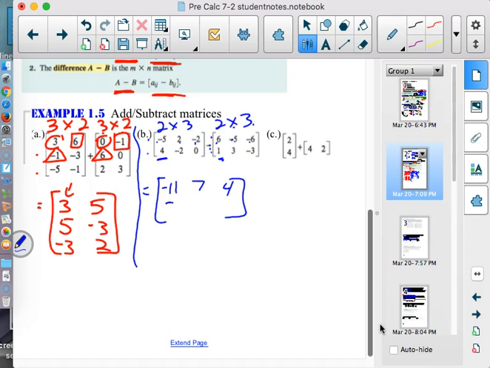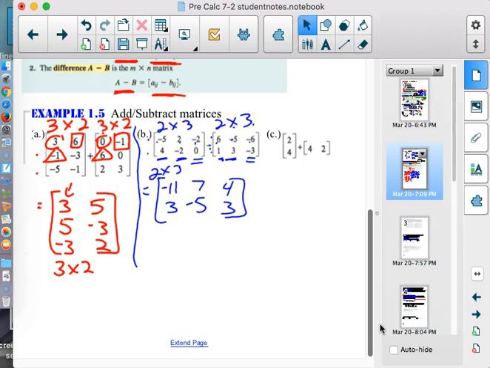4 minus 1 is 3, -2 minus 3 is -5, and 0 minus a -3 would actually be 0 plus 3. So our resulting matrix, -11, 7, 4, 3, -5, 3, is also a 2 by 3. It stays that same size. And that's why it was so important that we had the same size for all of these to begin with, because we need those entries to match up.